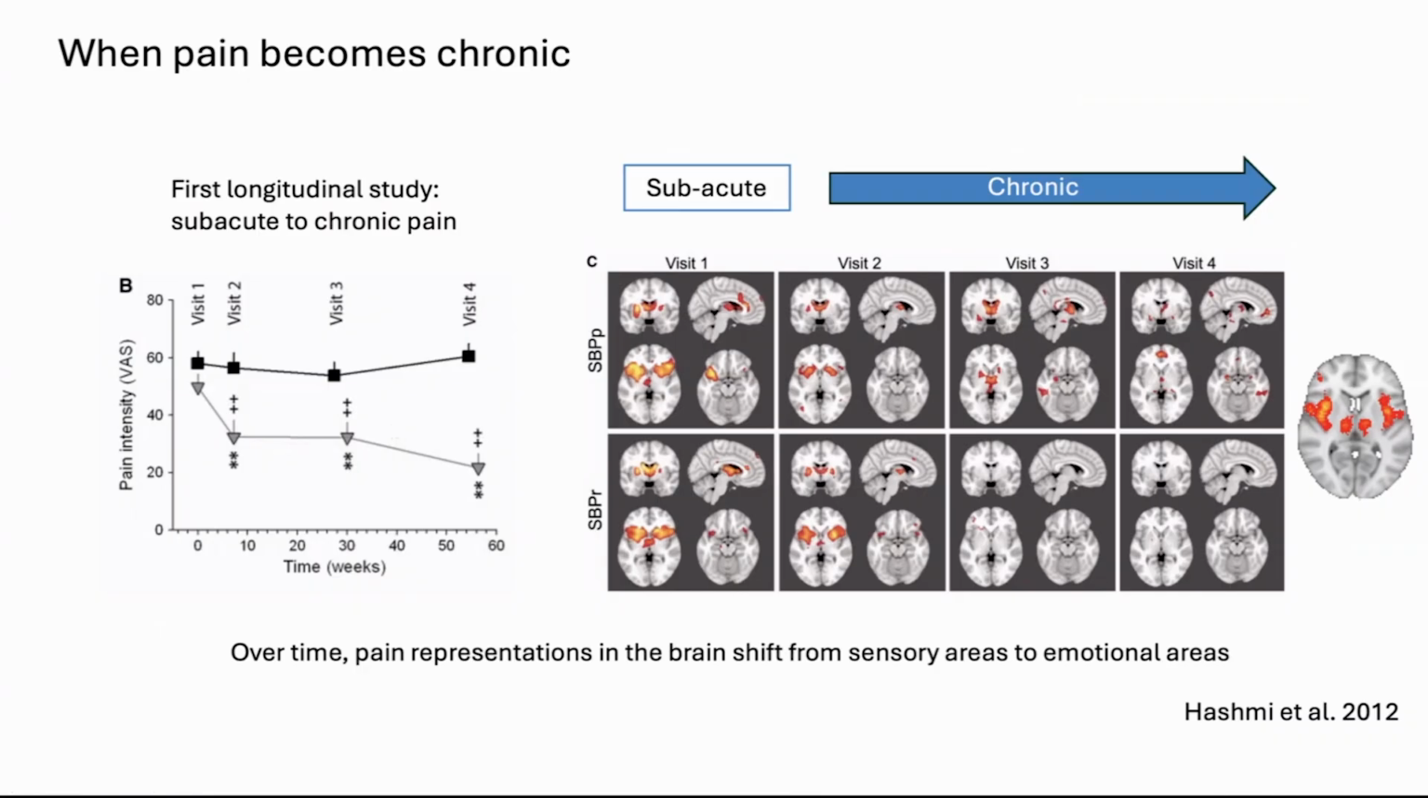They scanned these patients at that point, and then scanned them again at multiple time points up to a year. While the patients were being scanned, they were asked to rate their own pain so that we can measure the brain activity that is related to their pain.